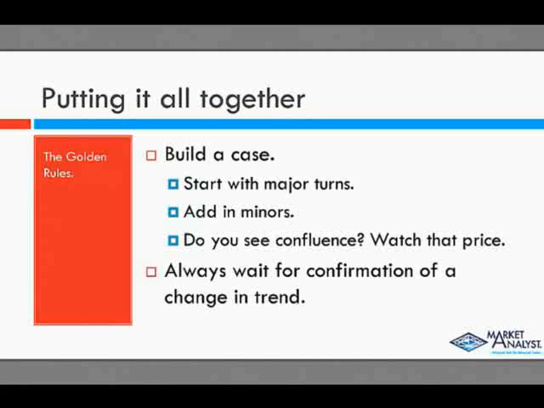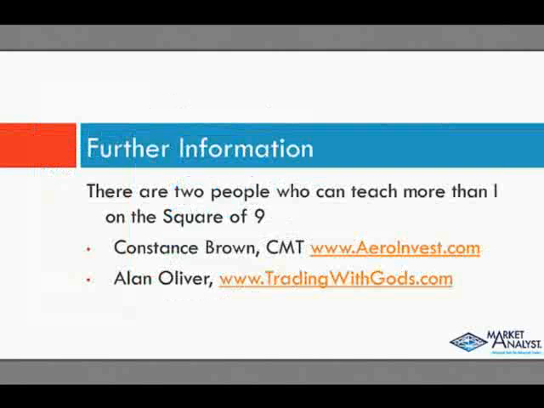All right, so further information. This is what I was saying. There are two people in particular who I would recommend if you want to know more about the square of 9 and different Gann techniques. One of them is the MTA's own Constance Brown, and her web address is there at aeroinvest.com. And the other gentleman is someone out of Australia who is Alan Oliver. That's his website there, tradingwithgods.com.